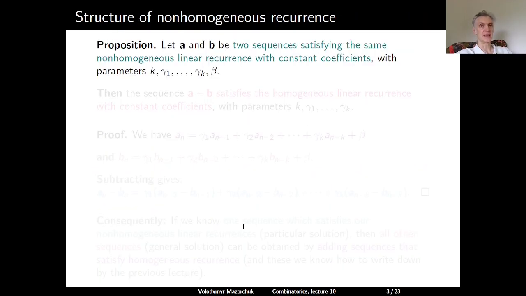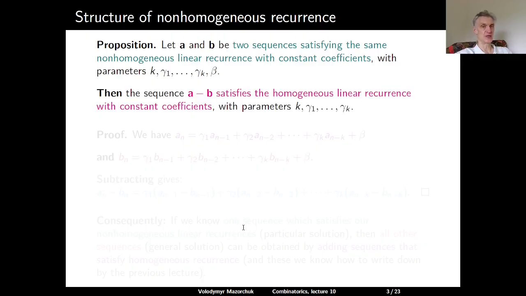Proposition. Let A and B be two sequences satisfying the same non-homogeneous linear recurrence with constant coefficients, where the parameters are k, gamma 1, and so on, gamma k, and beta. Then the difference A minus B, that's a new sequence, satisfies the homogeneous linear recurrence with constant coefficients and with parameters k, gamma 1, and so on, gamma k, and then there is no beta because the recurrence is homogeneous now.